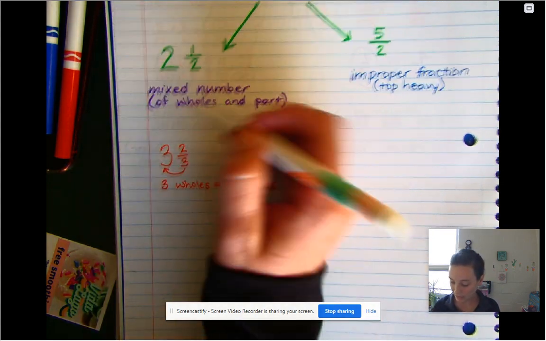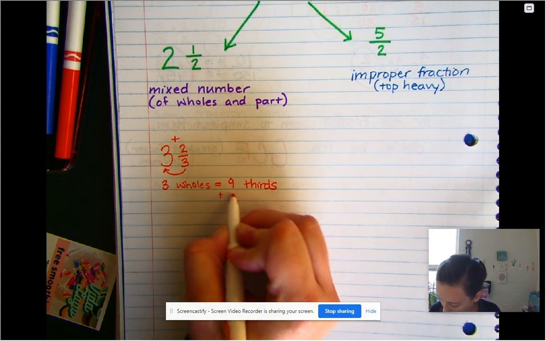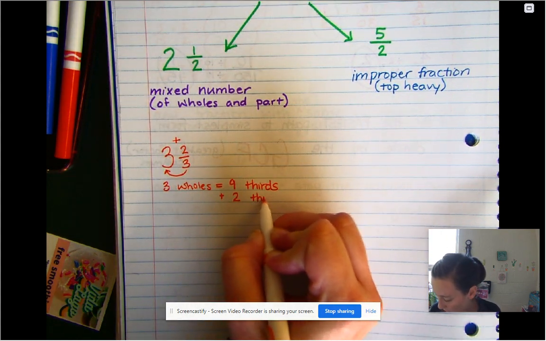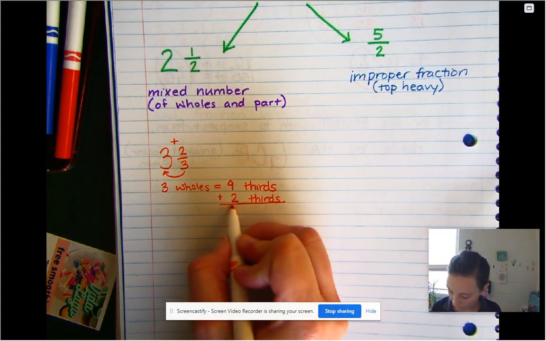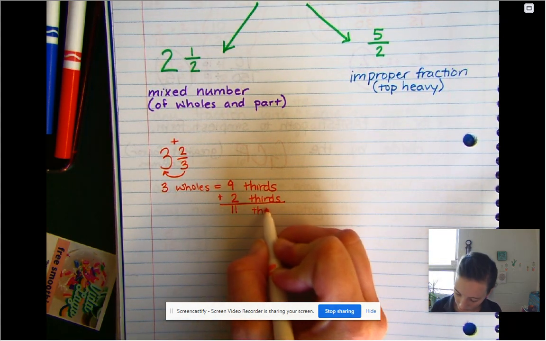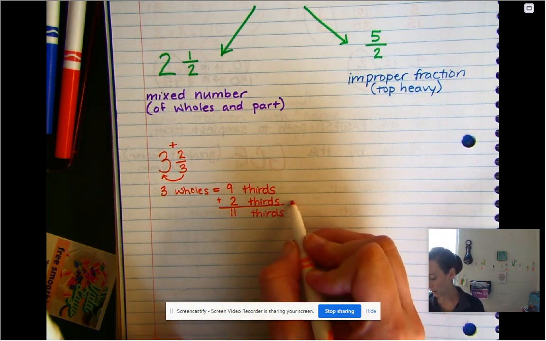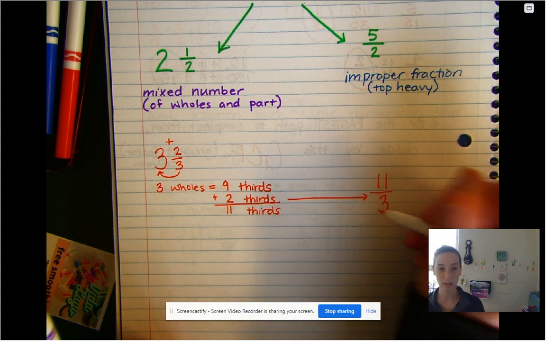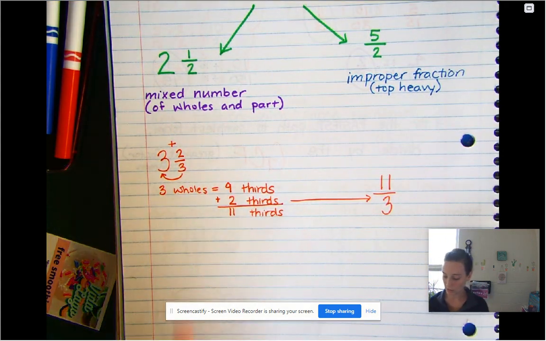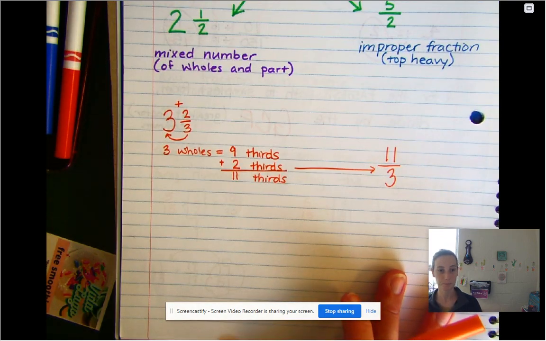Okay, then I have to add the 2 pieces right here. So if I have 9/3 and then I add 2/3, I have 11/3. And the way to write 3 2/3 as an improper fraction is 11/3. So I do the denominator times the whole number, and then I add the other parts here.